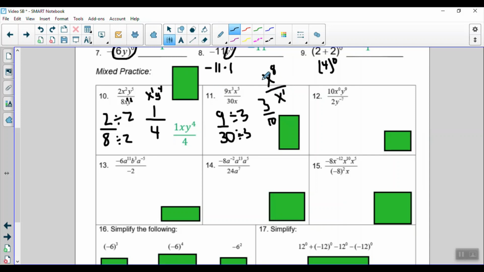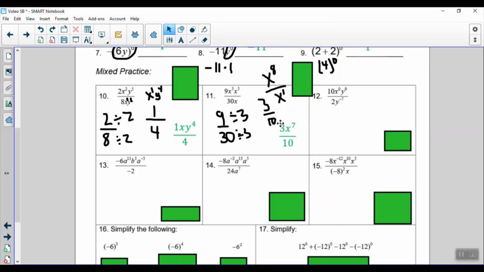So remember, when we divide, we subtract our exponents. So 8 minus 1 is 7. So this is our final answer. We have the 3/10, and when we subtracted, we got x to the 7th, positive exponent, we're going to put it on top. So 3x to the 7th over 10.